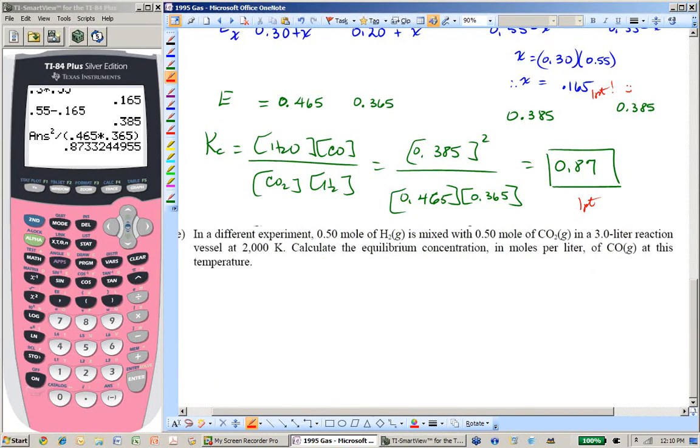In a different experiment, 0.5 moles of hydrogen gas is mixed with 0.5 moles of CO2 in a 3-liter reaction vessel.